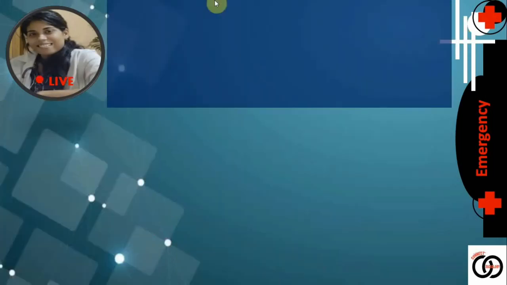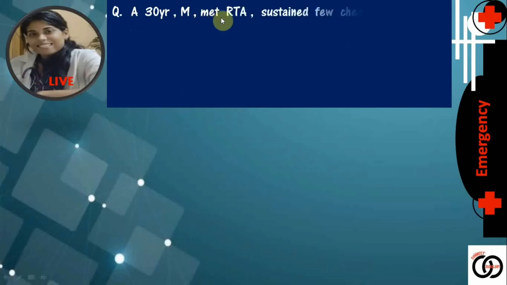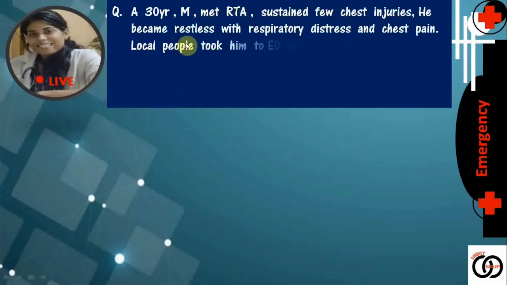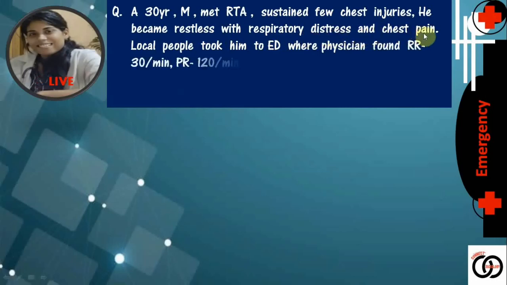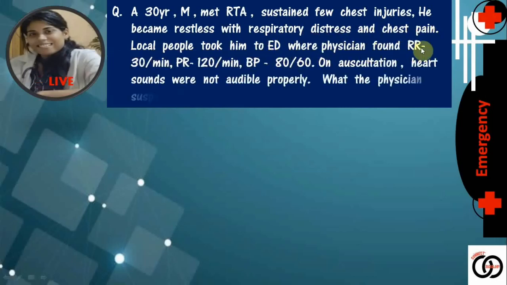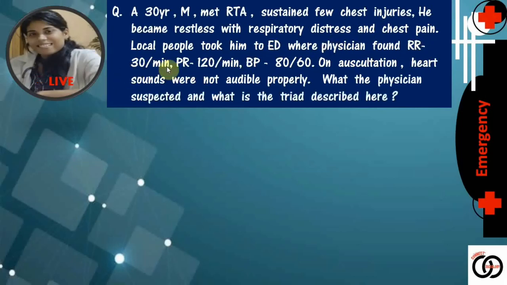A 30-year-old male met a road traffic accident, sustained few chest injuries. He became restless with respiratory distress and chest pain. Local people took him to the emergency department where the physician found respiratory rate of 30 per minute, pulse rate of 120 per minute and blood pressure of 80/60. On auscultation, heart sounds but not audible properly. What the physician suspected and what's the triad described here?